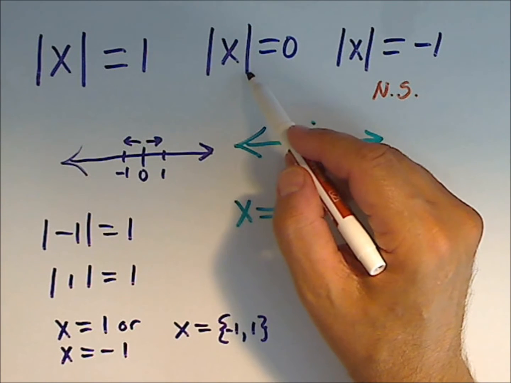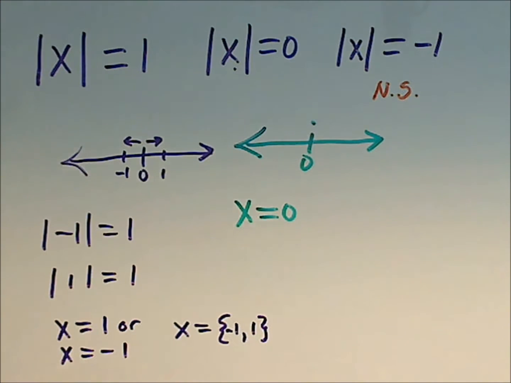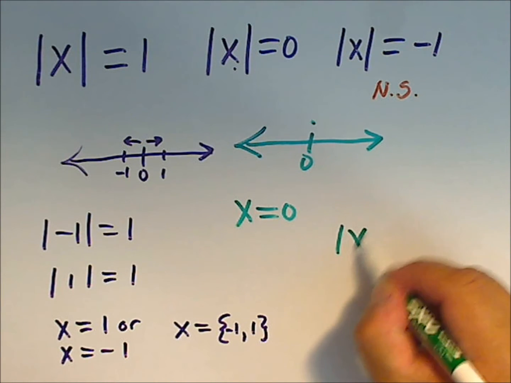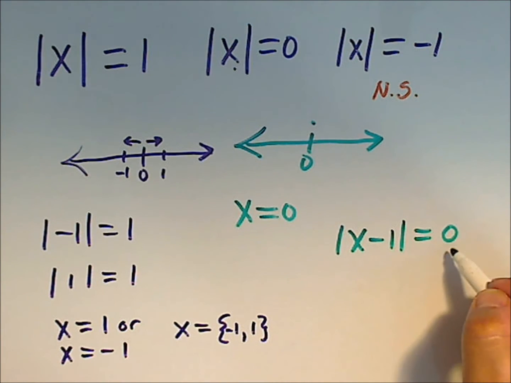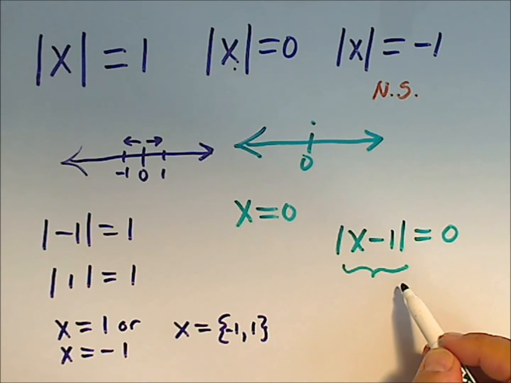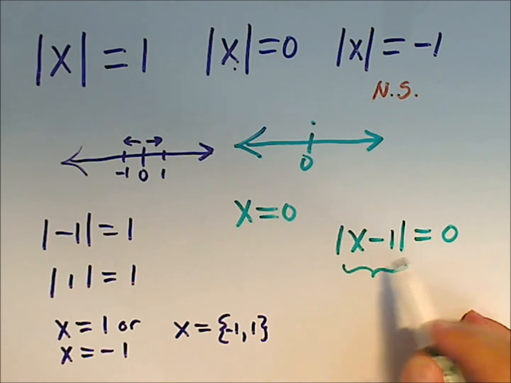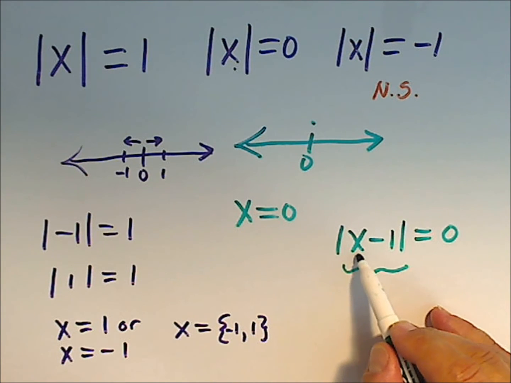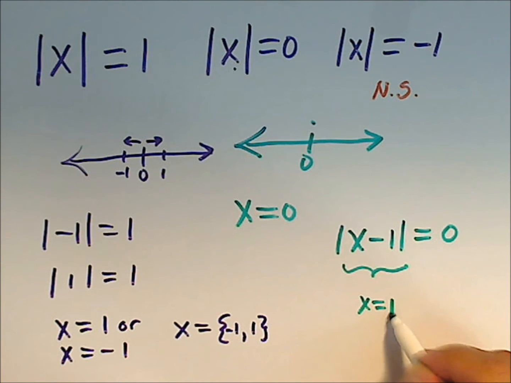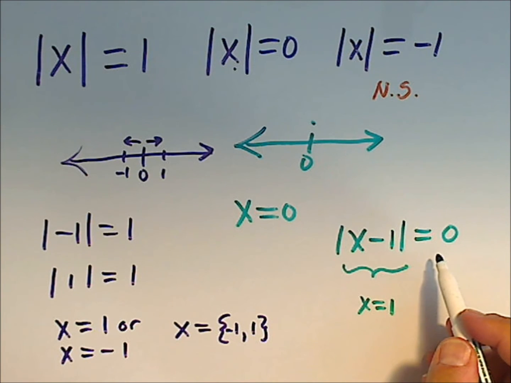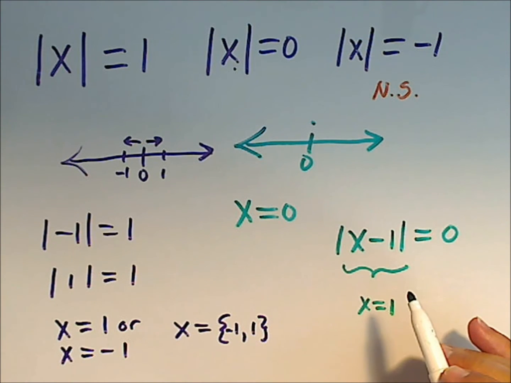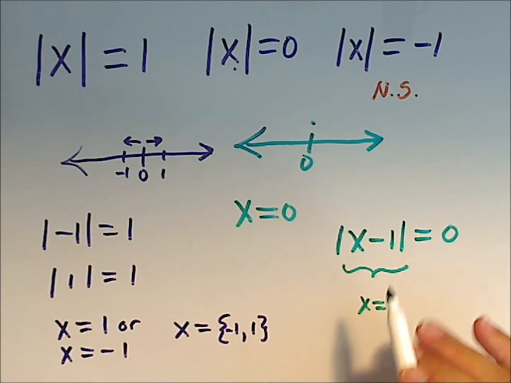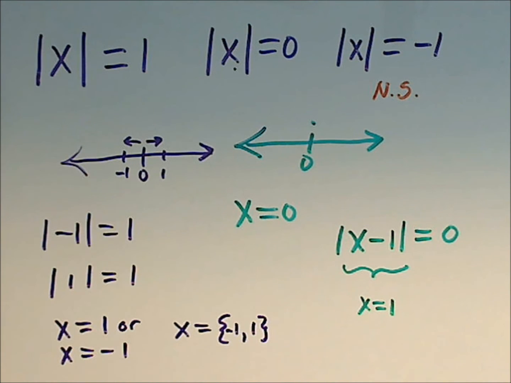Now, some people say, well, what about if it weren't just x there? For example, what if I had, let's say, the absolute value of x minus 1 is equal to 0. Well, I need 0 in here. There's only going to be one answer. 0 equals 0. So x would have to be equal to 1. 1 minus 1 is 0. And the absolute value of 0 is 0. 0 is no distance from 0. So that's something to think about as we're solving these more advanced problems.